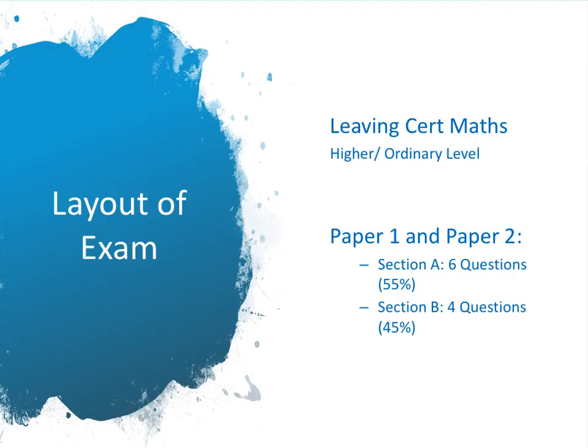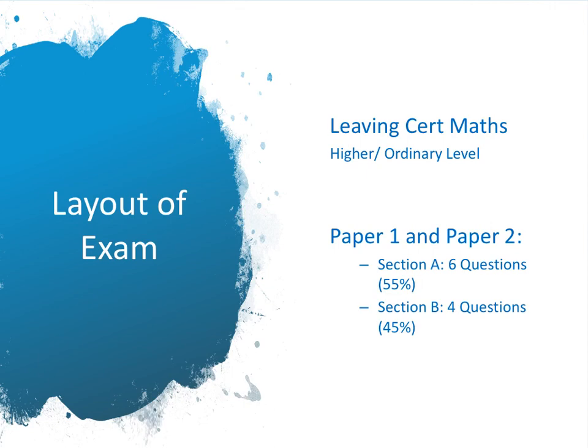Starting off then, if we talk about the layout of the exam, and again this is relevant to both higher level and ordinary level Leaving Cert maths students. So we know that we're going to be dealing with two different papers. We've got paper 1 and paper 2, and they are both split up into section A and section B. If you have looked at any exam papers, which I'm sure you all have, you should take note that each paper, both paper 1 and paper 2, has a section A and a section B in it.